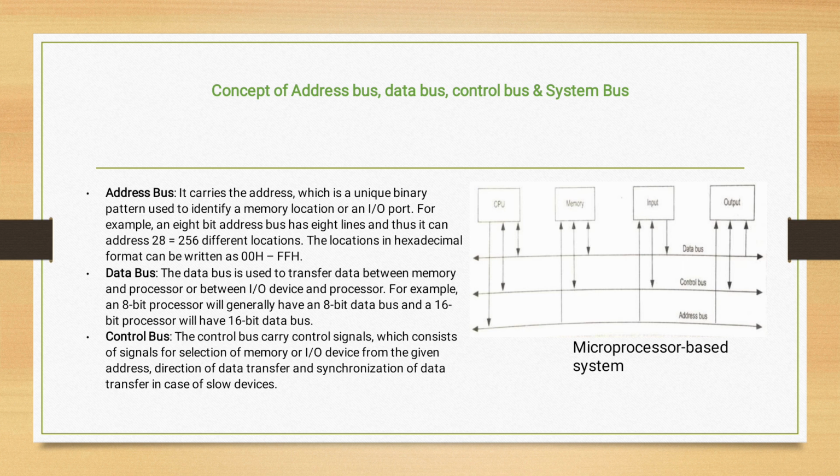The second one is the data bus. The data bus is used to transfer data between memory and processor, and between IO device and processor. For example, an 8-bit processor such as 8085 will generally have an 8-bit data bus, and a 16-bit processor such as 8086 will generally have a 16-bit data bus. The final one is the control bus, which carries the control signals, consisting of signals for selection of memory and IO device from the given locations or address for the data transfer, or the synchronization of the data in some cases.